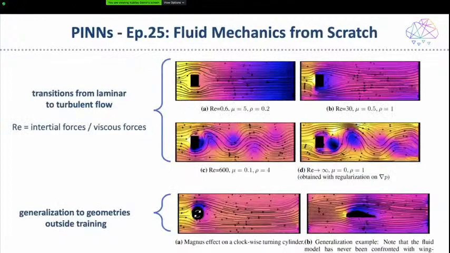Okay, and what we can see in this example is that they show for different Rayleigh numbers the transition from laminar flow to more turbulent flow, and show these physical effects. And what's very neat is that they generalize without retraining for different geometries, which you can see here, for example, and still get realistic solutions.